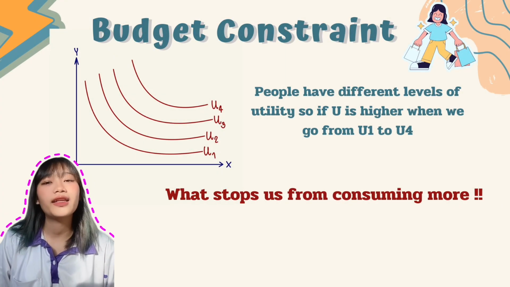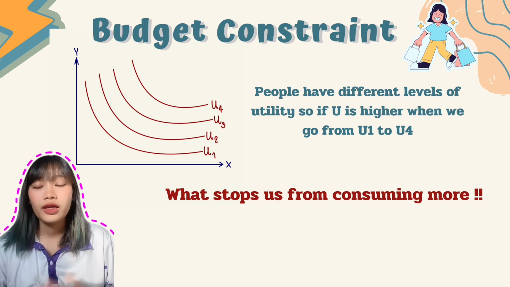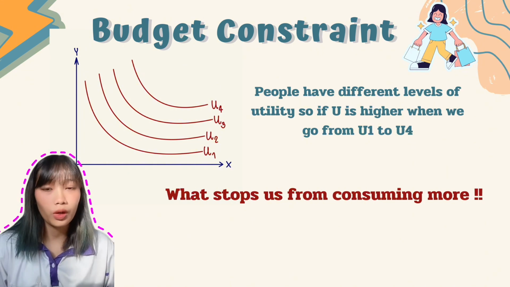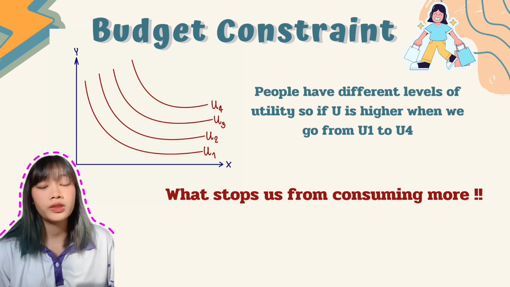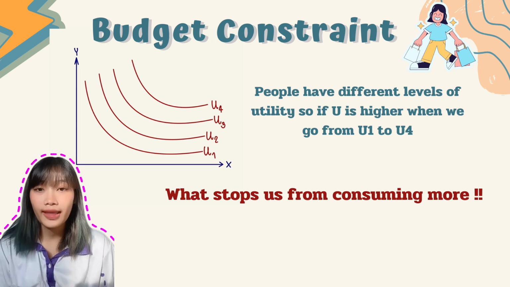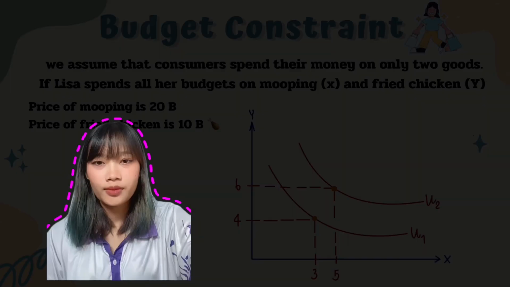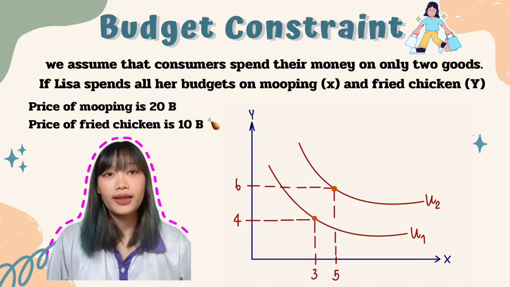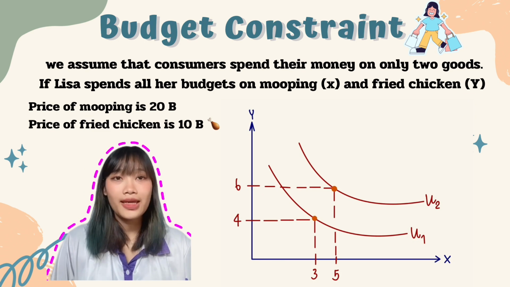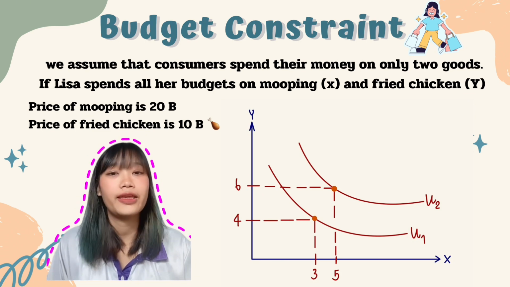Let's say we know that people have different levels of utility. So if utility is higher, when we go from U1 to U4, what stops us from consuming more? When we say stop, we think about constraints, and one of the most important is income. For example, we assume that consumers spend their own money on two goods. Lisa spends all her budget on movies, X, and fried chicken, Y.